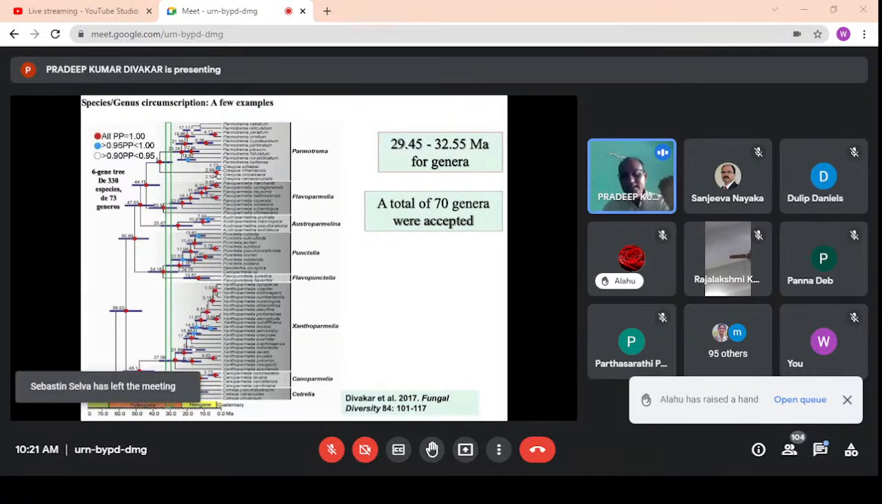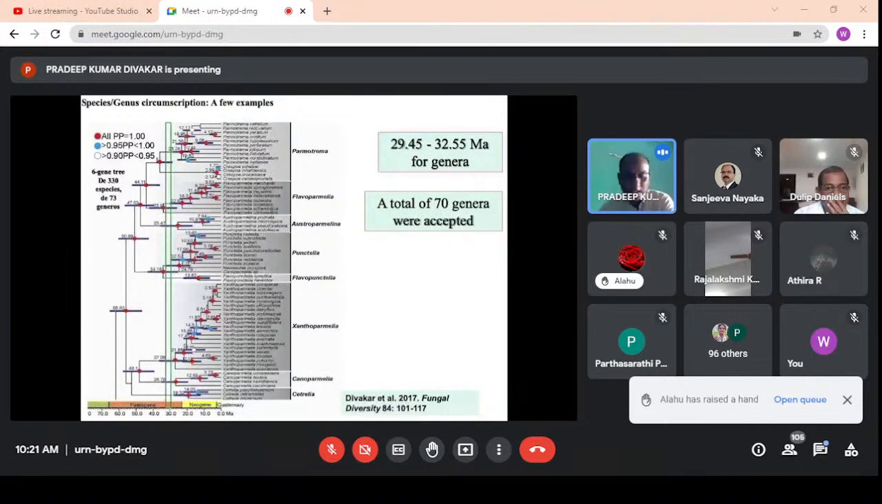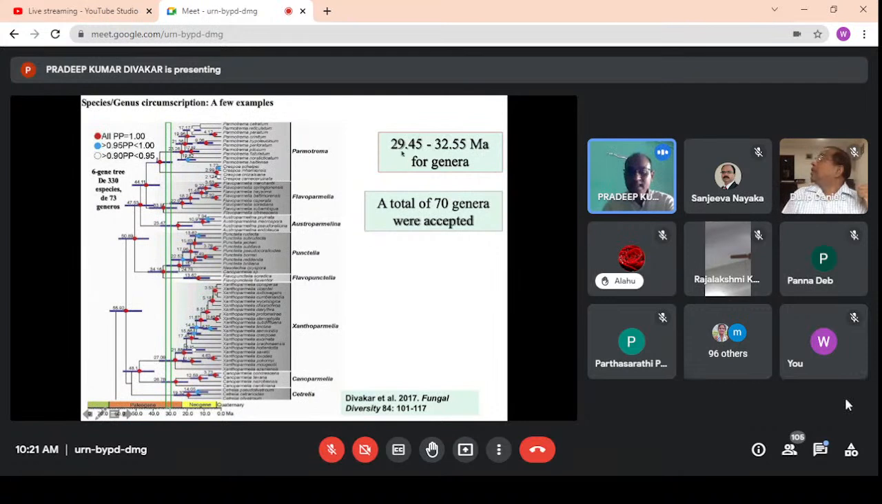This is an additional approach that supplements the generic circumscription based on the molecular phylogeny and corroborated with the morphological or the chemical features. So we were able to establish a threshold for the generic segregation. That is here, I put here the genus that diverged between 29 to 32 million years ago. They were considered genera. Those less than 29 million years ago were not considered as independent genera.